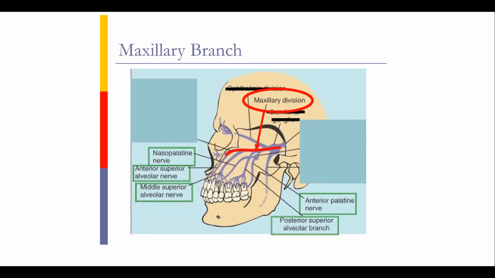Again, one more way to review this information, maxillary division. Remember, there's 3 branches off of the trigeminal: ophthalmic, maxillary, and mandibular. So we're talking about that second main branch, the maxillary division. 5 branches off of that: the nasopalatine, the anterior palatine, the posterior superior, the middle superior, and the anterior superior.